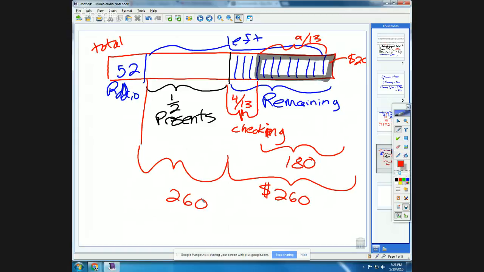And then there's the 52. So slightly different version of what Christian did. Are we getting the same answer? The picture there is a lot easier to understand.